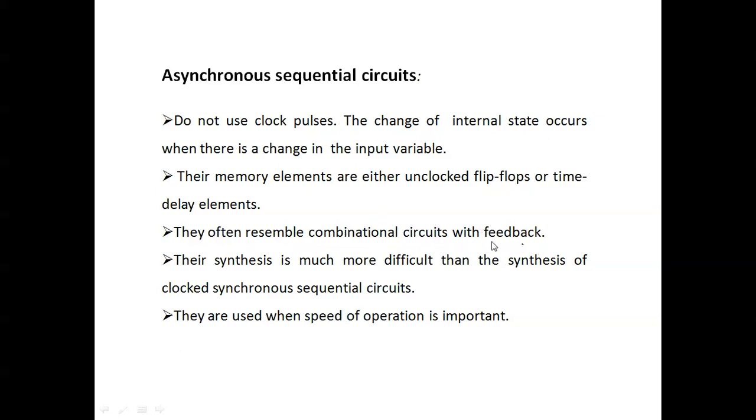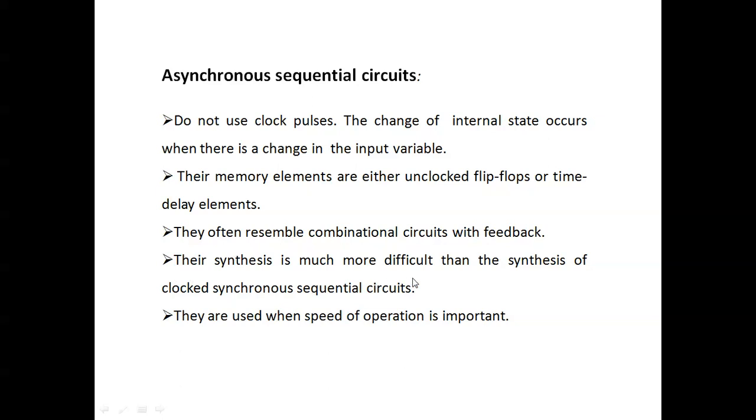Actually, there is a feedback, so it is a sequential circuit. If there is no clock, it is called an asynchronous sequential circuit. If there is a clock with the feedback circuit, it is a synchronous sequential circuit. So the main difference is that both have the feedback path, but with a clock it is synchronous, and with no clock signal it is called an asynchronous sequential circuit.